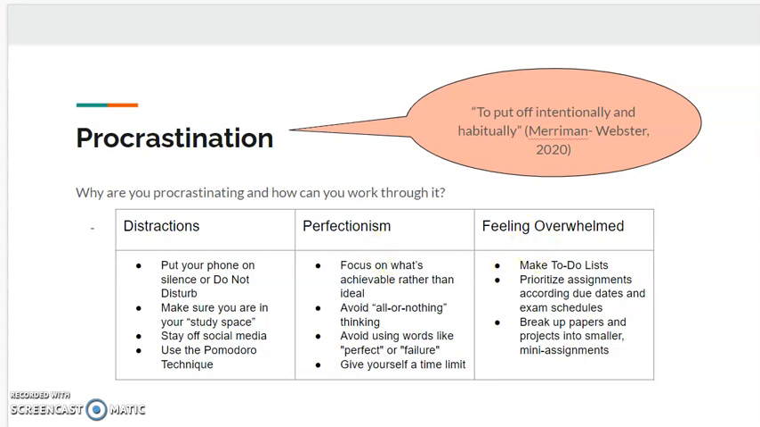Perfectionism can also be a major reason or cause behind procrastination. If perfectionism is what's making it hard for you to get started on something, start with what's achievable rather than ideal. Avoid thinking about all or nothing, or words like perfect or failure. For these people, it's so much easier to take smaller portions of assignments. Rather than completing an entire paper, just decide that you're going to be doing a really great job at creating your rough draft or your outline during this study session.